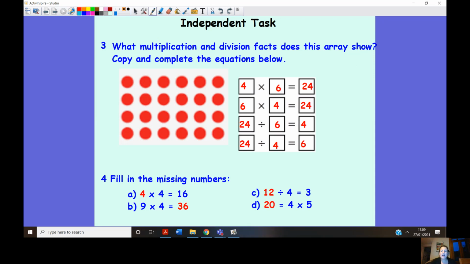So you're looking at, again, another array of 24. Below is, hopefully, a chance to identify the commutative, which we'll go into in a minute, and the inverse, and then filling in the missing numbers. D, I was just trying to check that you're paying attention. I put the product, so the answer, at the front. Still the same thing. Remember, this equals sign means the same as. Okay, moving on.